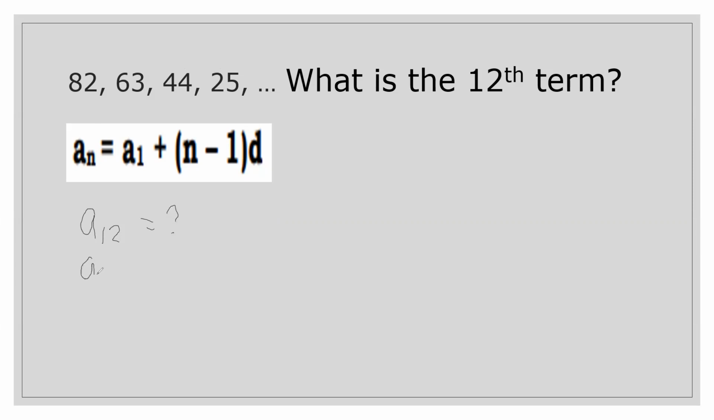What is a sub 1? 82. That's correct. What is n? 12. That's correct. 12. How about our d? Negative 19. Don't forget to write the negative sign, negative 19. Yung positive pwedeng walang nakasulat, pero yung negative hindi pwedeng mawalan ng negative. Okay? Moving on, that will be a sub 12 will equal to, our first term is 82. Tama, 82. Plus 12 minus 1 times negative 19.